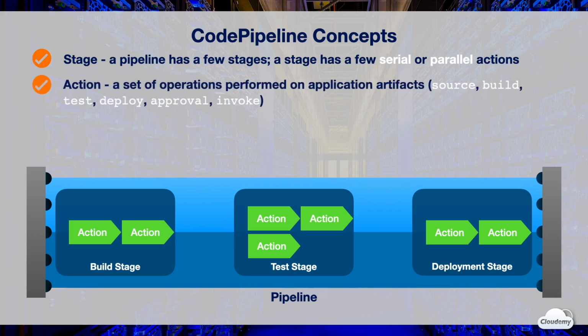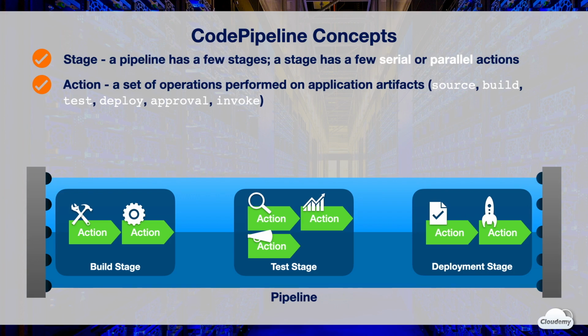An action is a set of operations performed on application artifacts. They are configured to run in the pipeline at a specified point. For example, you can have a source action for code changes, actions for the build, test, and deployment, and actions for manual approvals. You can also use actions to invoke Lambda functions or step functions.